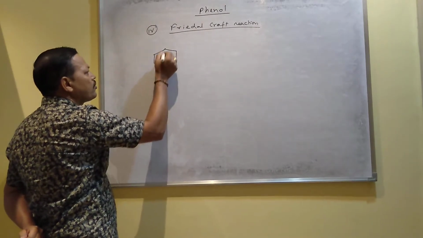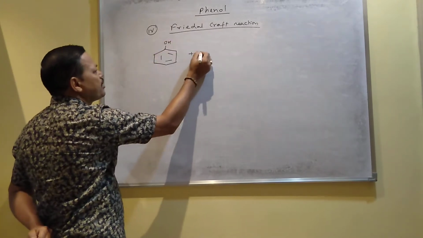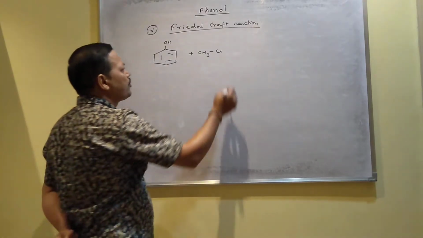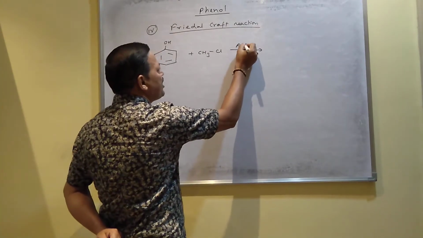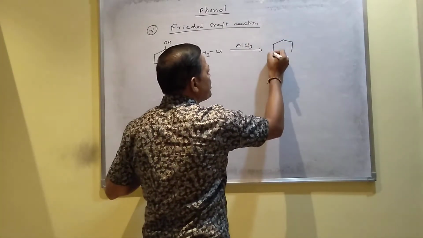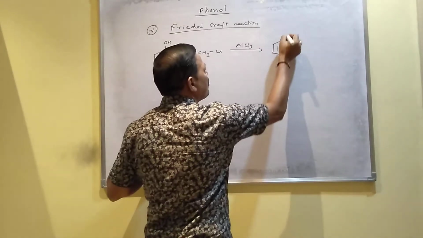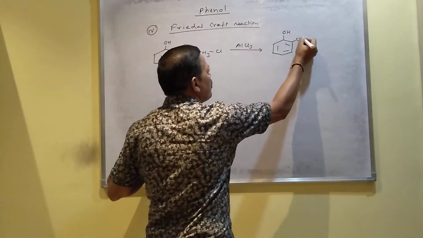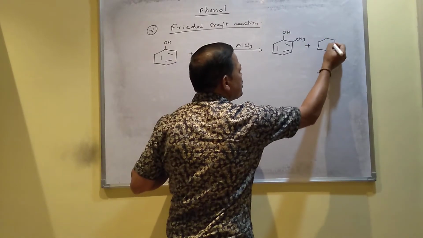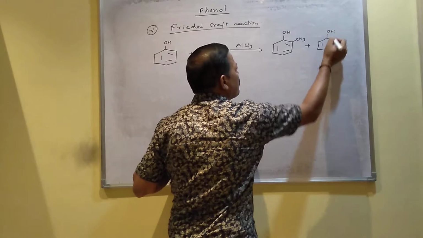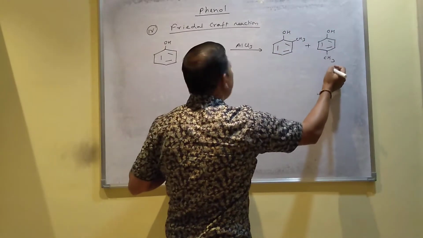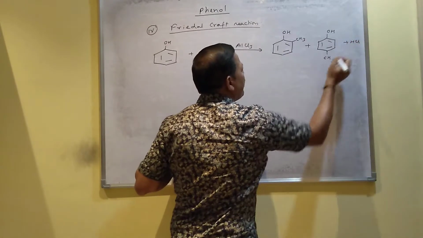When phenol reacts with methyl chloride or any alkyl halide in presence of catalyst AlCl3, then methyl group will be introduced in the benzene ring either in ortho position or in para position. This is 2-methyl phenol, this is 4-methyl phenol, side product will be HCl.